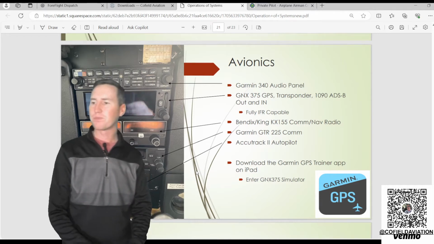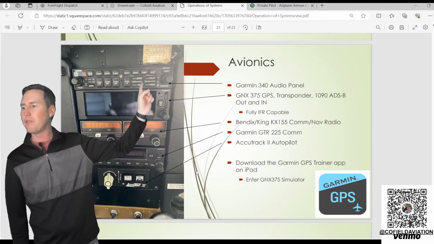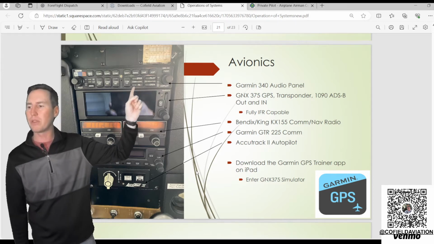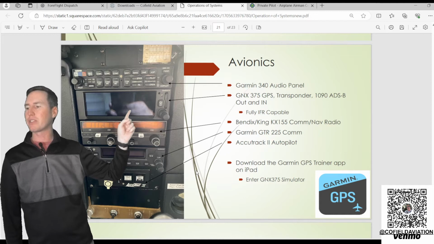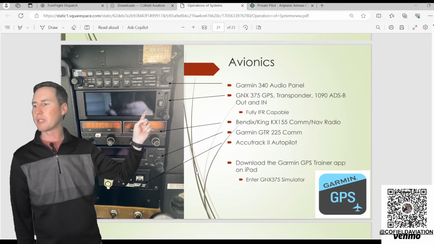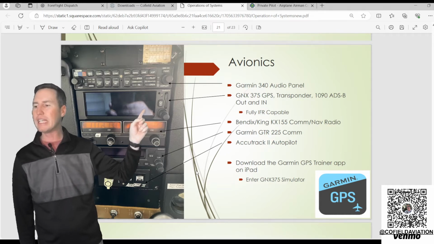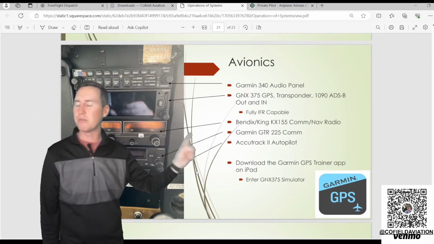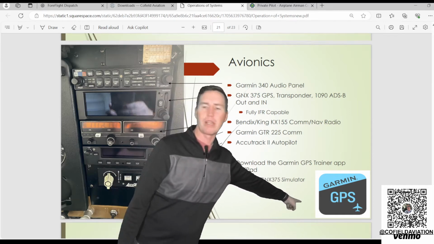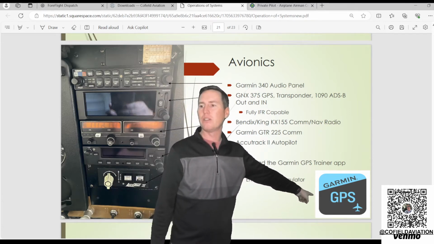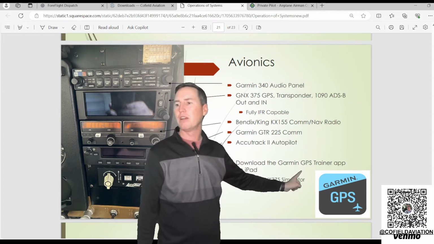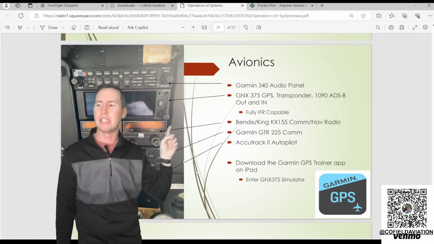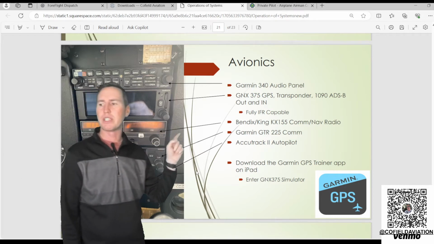All right, avionics. So we have a Garmin 340 audio panel. This has been updated to the new Bluetooth version. We have a GNX 375 GPS transponder and ADS-B out and in. The manual of this is on the website, but awesome, awesome, awesome. You see this app right here. Please download this Garmin GPS Trainer app on an iPad. It's iPad only, but it allows you to actually play around with this Garmin GNX 375, all right?